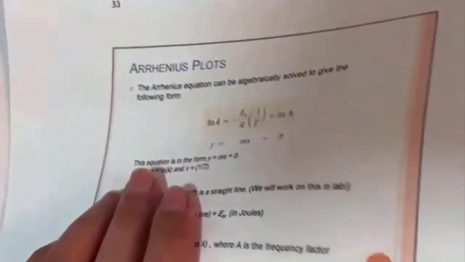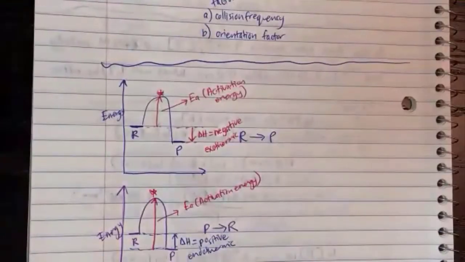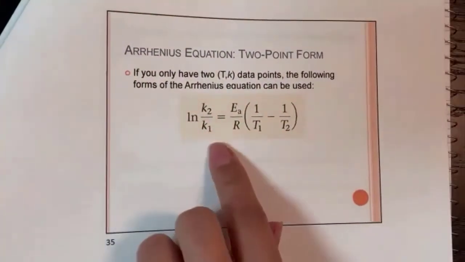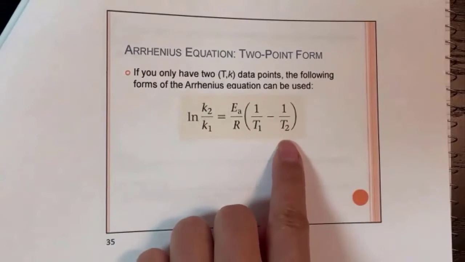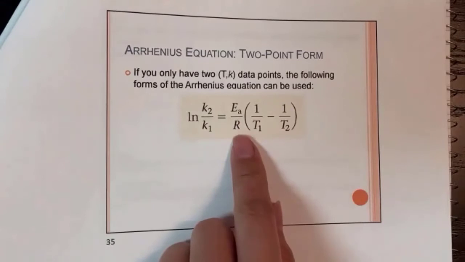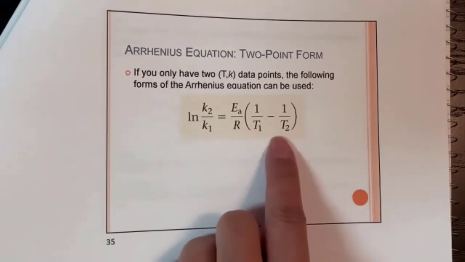Now, if you don't have 3 data points, you only have 2 data points, we will be using this equation right here. So don't use this in the lab because we will be using the graphical form. In the lecture, we'll be focusing on the 2-point form calculation. This equation here is on your periodic table. Your job is to know how to plug it in and solve it algebraically. So I want to show you maybe 2 examples here.